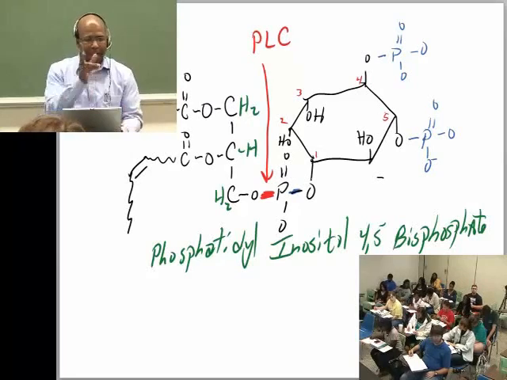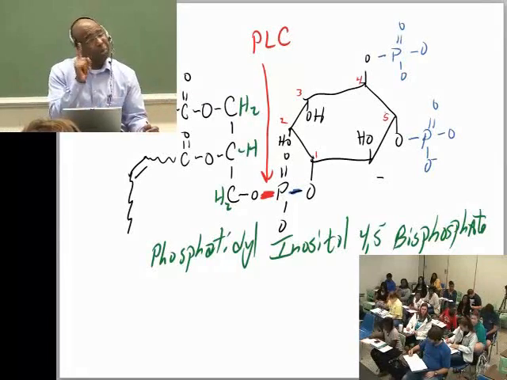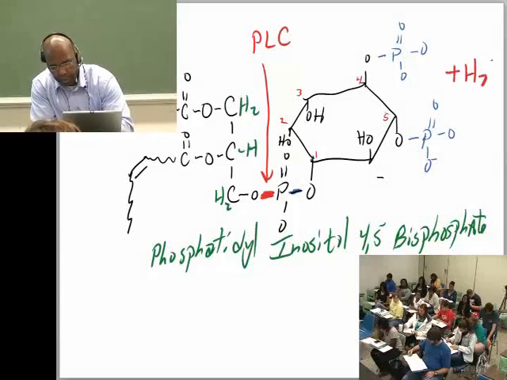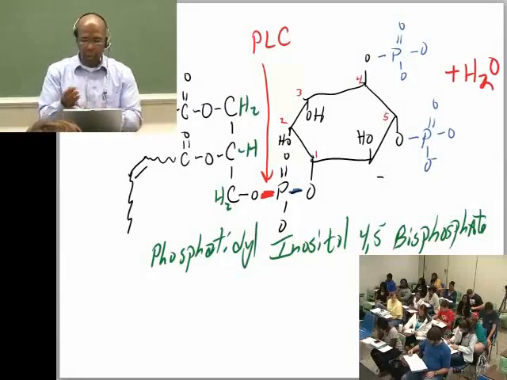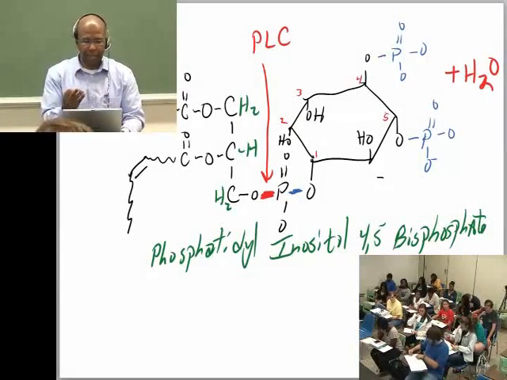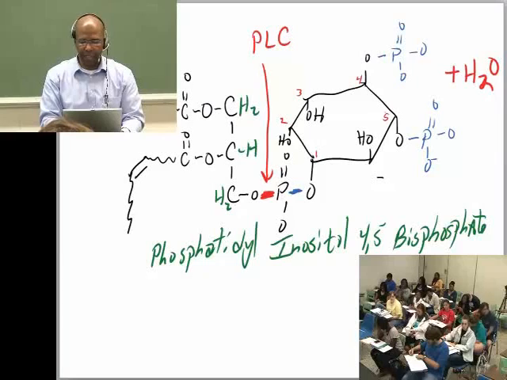Now I'm going to show you, after that cleavage takes place, we're going to have two products. But we need one more reactant that we haven't shown. Water, exactly. And so we need plus water. So we're going to have water, phosphatidylinositol bisphosphate, phospholipase C. The phospholipase C, along with the water, are going to hydrolyze the phosphatidylinositol bisphosphate.